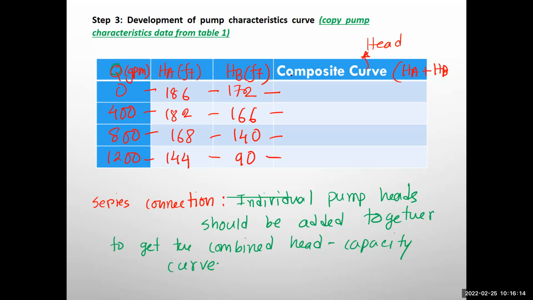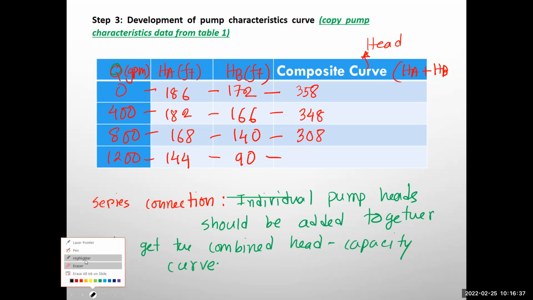So what is the first number? 186 plus 172 is 358, 358. The next one is 348, 348. The next one 308, and the last one, 234. Okay, thank you. So now you have all the values for the combined head capacity curve. What should be the next step? Plot. Yes.